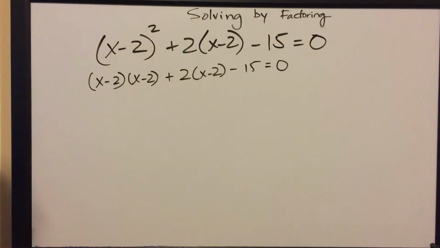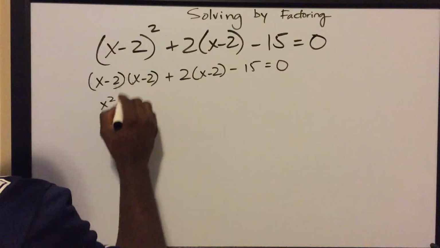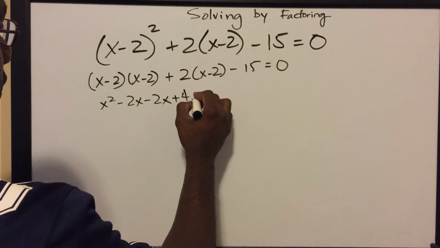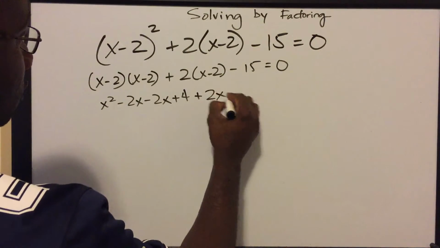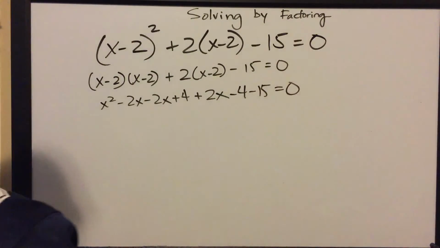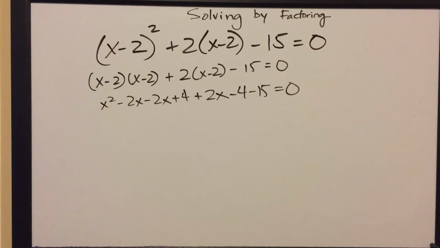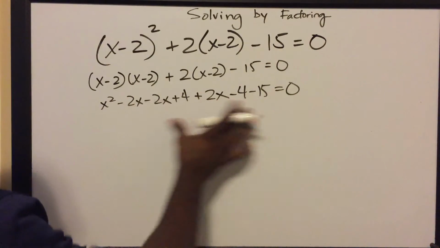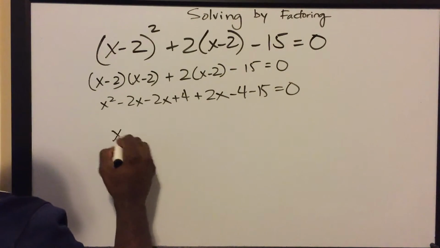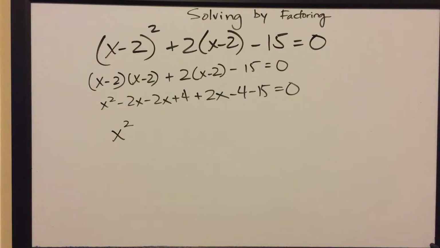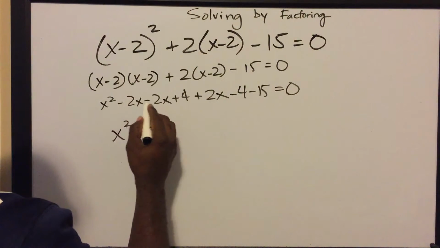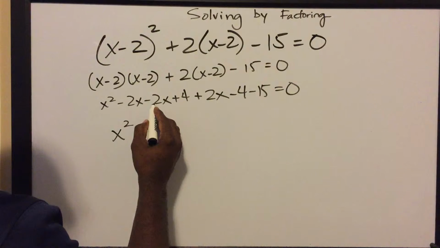x minus 2 times x minus 2, that's x squared, minus 2x inside, minus 2x outside, plus 4, plus 2x, and 2 times x minus 2 is 2x minus 4, minus 15 equals 0. So now we have a lot of like terms that we can add or subtract on this side of the equal sign. There's no other x squared, so we can just bring that right down, x squared. Now we have a 2x here, a negative 2x and a negative 2x. That gives us a minus 4x.